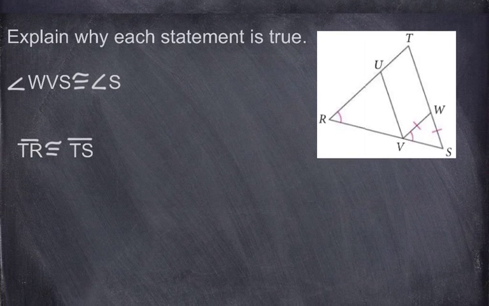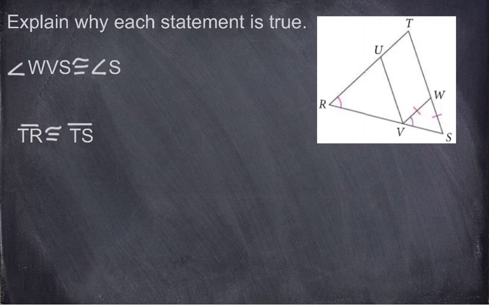Now we need to explain why each statement is true. Now the first one says angle VWS is congruent to angle S. How do we know that? Well, with this first one, again, if we look at these markings, we have a little triangle VWS. That's an isosceles triangle. So the fact that that's an isosceles triangle means their angles opposite the congruent sides will be congruent to each other. So that's how we know that angle VWS is congruent to angle S. Okay, they're both base angles across from the congruent sides.